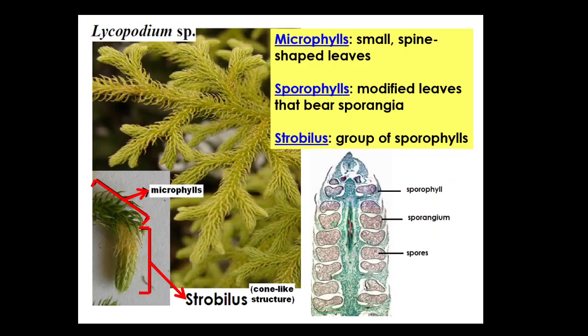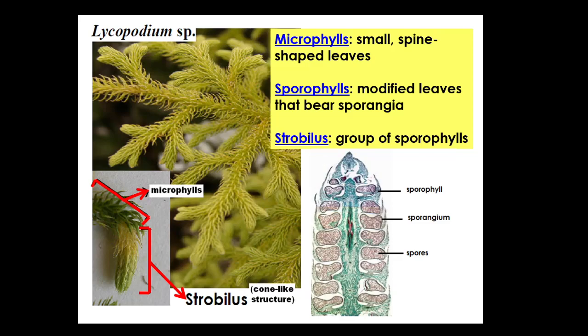Okay. So you may see in your notes there's some parts that mention microphylls, sporophylls, and strobilus. What are those? So let's look at this example of Lycopodium species. Microphylls are small, spine-shaped leaves. So dia daun yang kecil dan macam tajam-tajam sikit nampak bentuk dia.